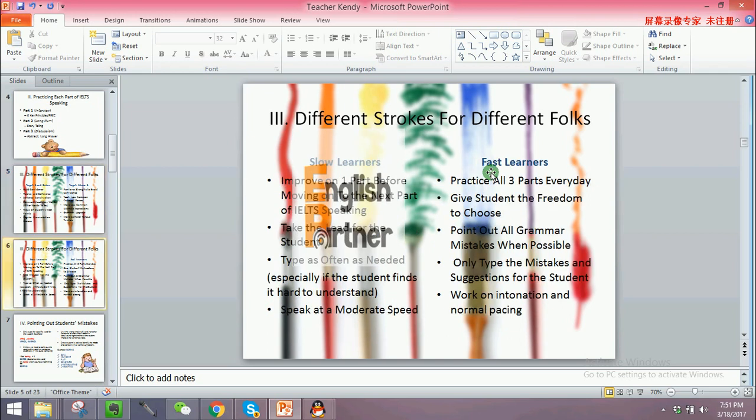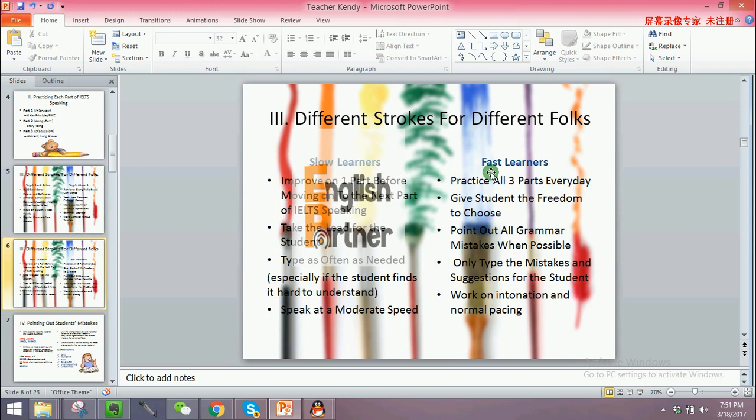Now, I also have a different classification of my students. I divide them into slow learners and fast learners too. For slow learners, I make sure that they first have improvement on one part before moving on to the next part of IELTS speaking. And I usually take the lead for the student.